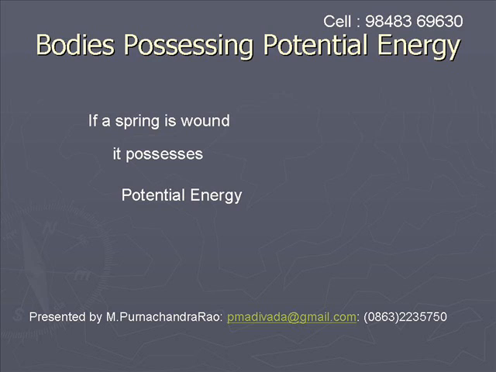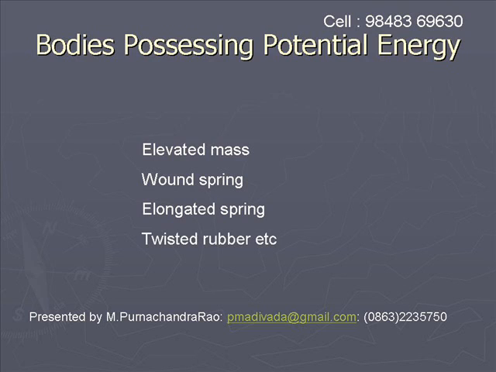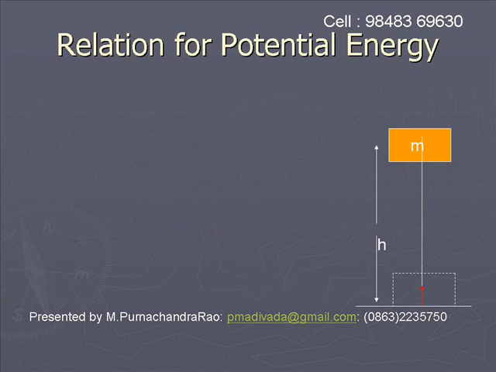If a spring is wound, then the wound spring possesses energy. That energy is known as potential energy of the spring. If the spring is elongated, then also it possesses energy. That energy is also known as potential energy. If a rubber is twisted, the twisted rubber will have energy. That is also potential energy. So the bodies which possess potential energy are elevated mass, wound spring, elongated spring, twisted rubber. These are only some examples.